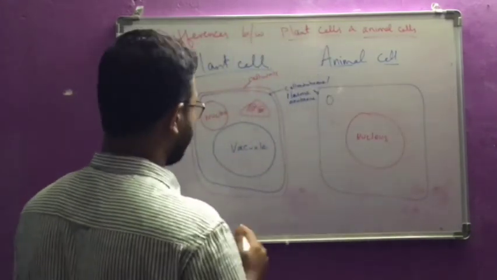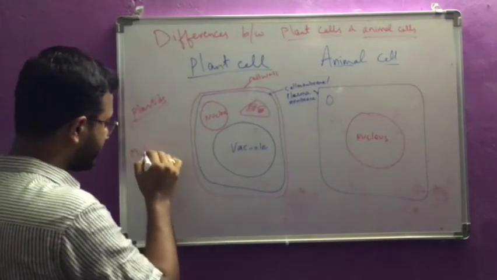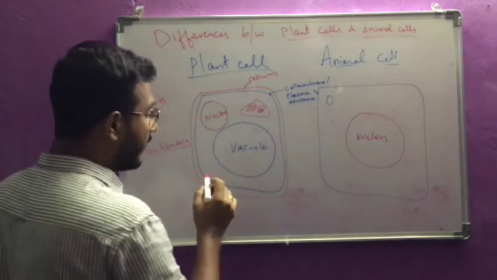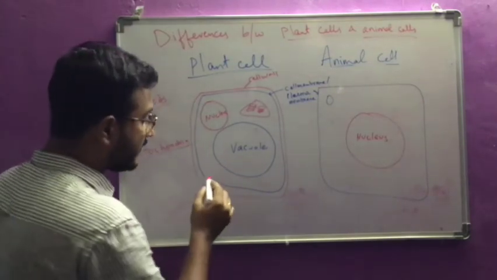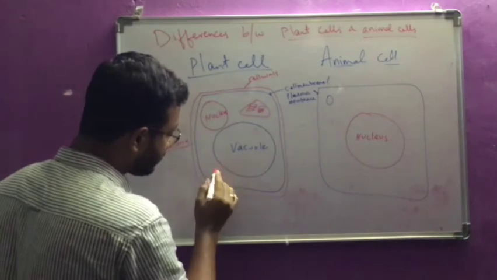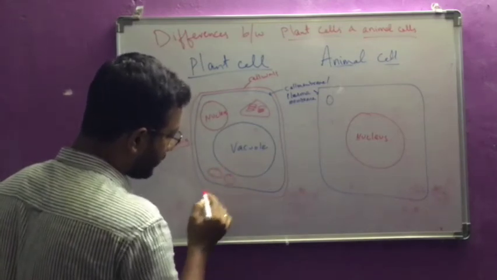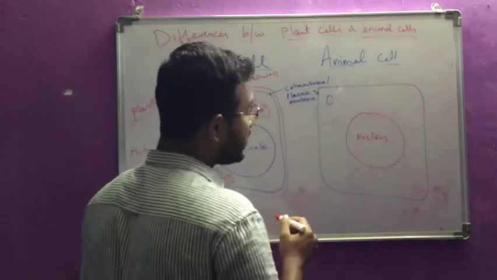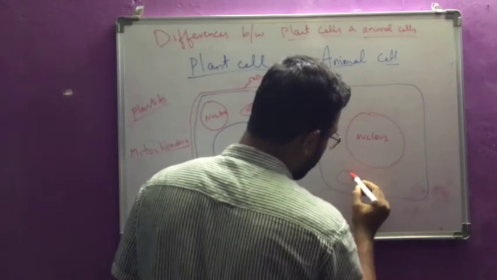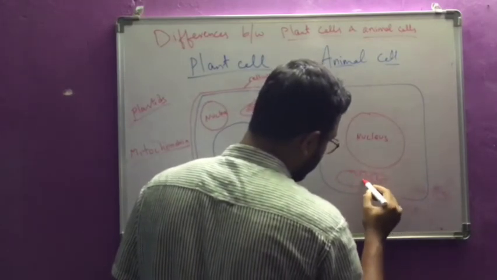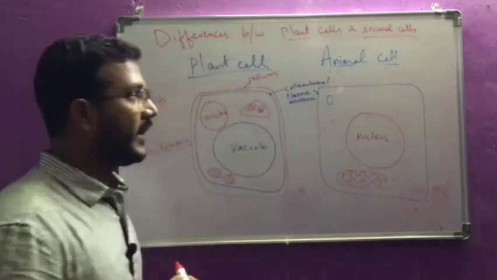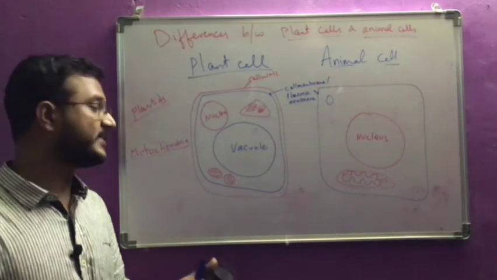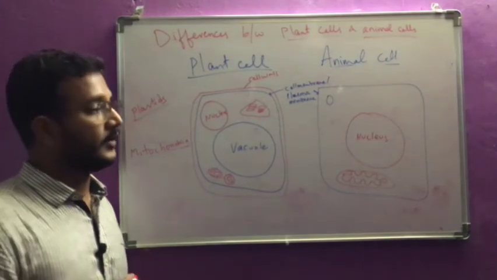And another thing, the mitochondria. Mitochondria in the case of plant cells is oval or spherical. But in the case of animal cells, the mitochondria is tubular. In the case of animal cells, the mitochondria is tubular, but in the case of plant cells, it is either oval or spherical in shape.